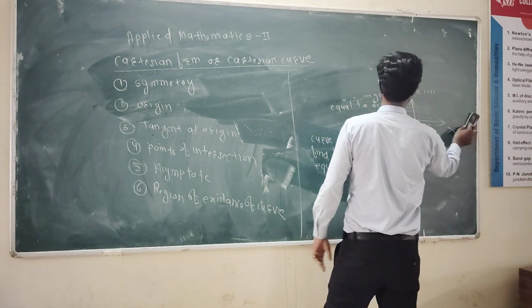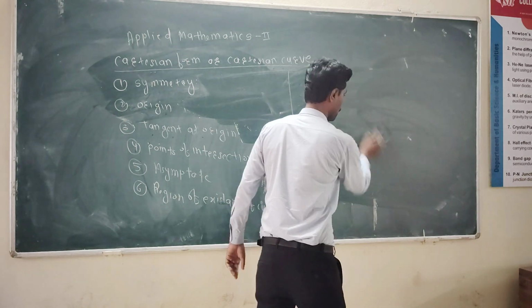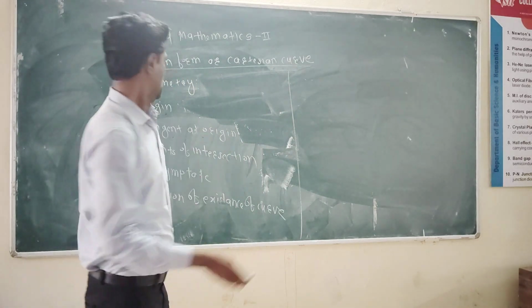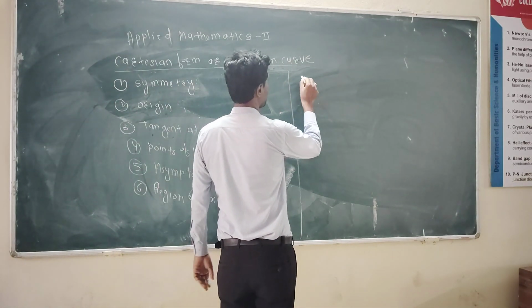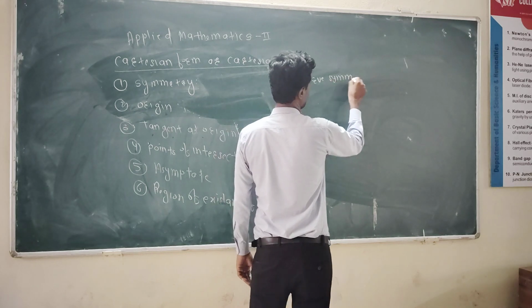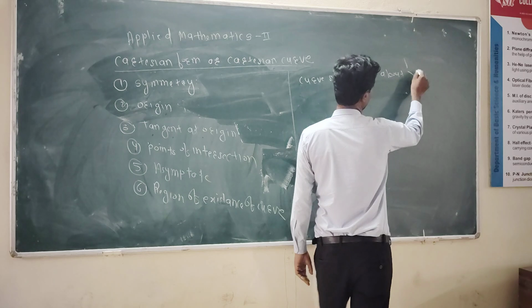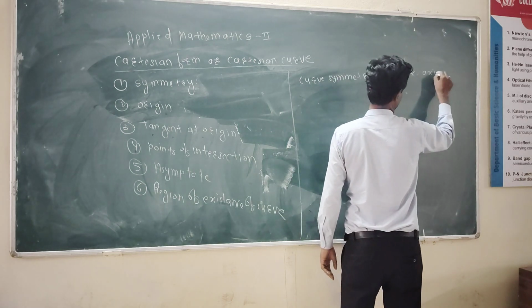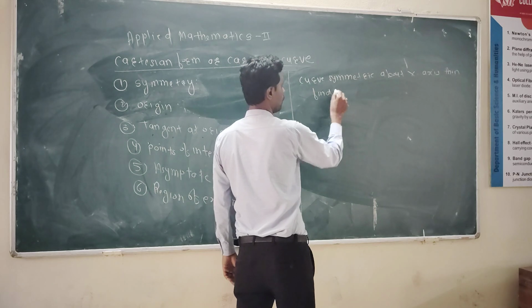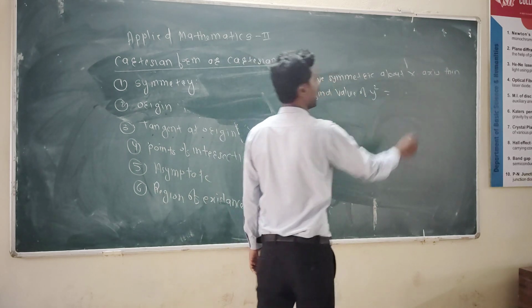Now, the last point is very important, that is the region of existence of the curve. Six. If the curve is symmetric about the x-axis, then find the value of y square.